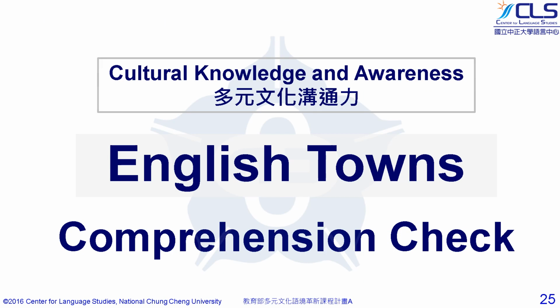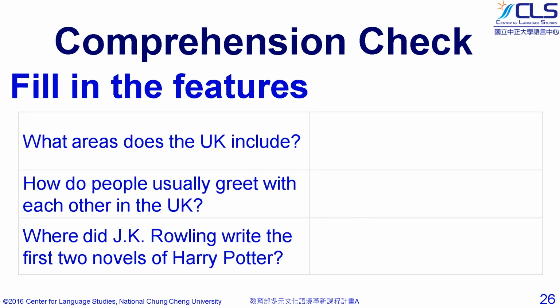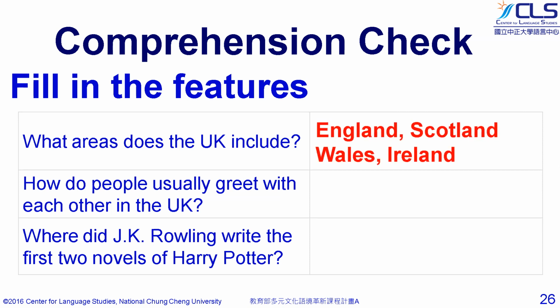Now, let's check if you can answer the following questions. Question 1. What areas does the UK include? Yes, it covers England, Scotland, Wales, and Ireland. Number 2. How do people usually greet with each other in the UK? People usually greet each other by saying, "How's the weather?"